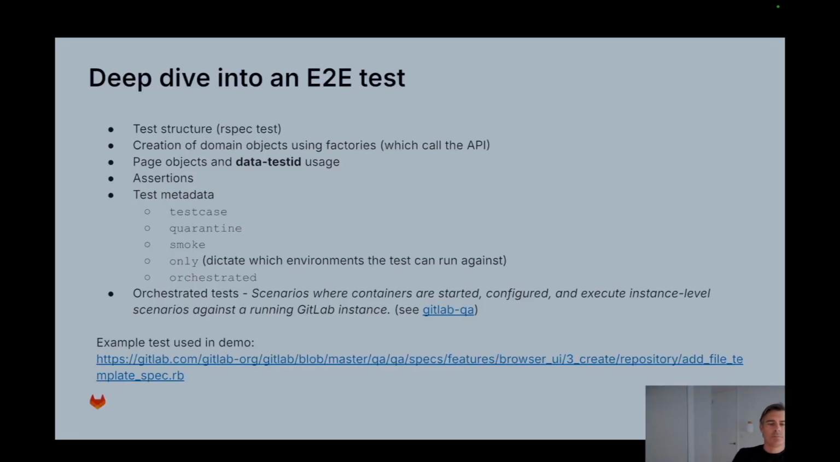Okay, now let's take a deep dive into an end-to-end test. We're going to look at the test structure and how we create domain objects using factories. We'll look at how we interact with pages and use data test IDs to find elements. We'll also look at how assertions work in the end-to-end test framework and some of the test metadata that may be useful to you. I'll also speak about orchestrated tests and how they fit into the framework.